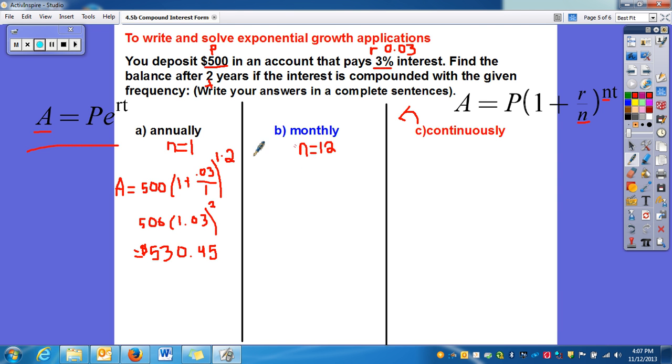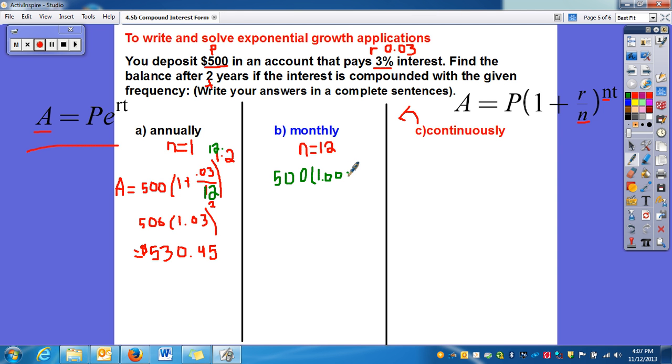So the only difference between this one and the one we just did for B, the monthly one, is that instead of 1 there, we're going to put a 12. So then this becomes 1 times 2. So then when I simplify, it's 500. I'm going to take 0.03 divided by 12. And that comes out to be 1.00, because I have to add the 1.